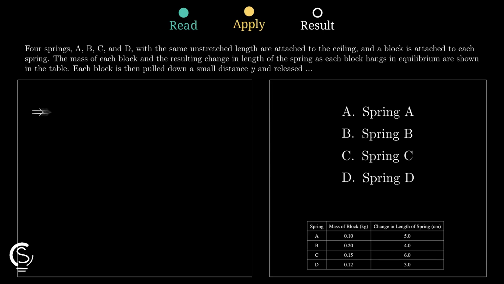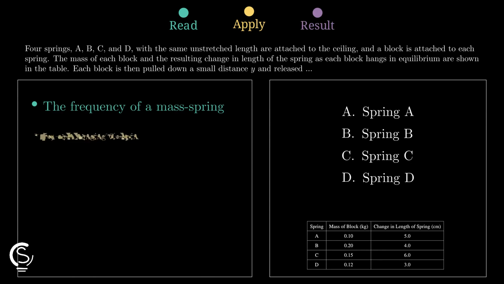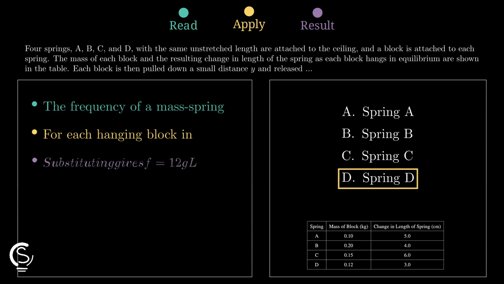At equilibrium, the weight mg equals the spring force k times the displacement L. This means the ratio k over m is actually equal to the gravitational constant g divided by L. Substituting shows frequency depends only on displacement L. Since spring D has the smallest displacement, it has the highest frequency.